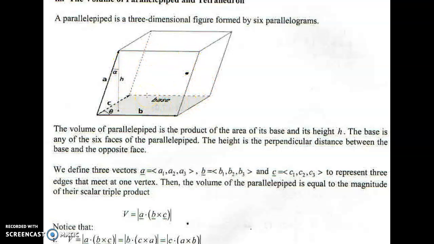And the volume will be calculated based on that. So it has 6 faces, just like a square. To calculate the volume of a parallelepiped, we are going to multiply the area of its base, which can be this one or other faces, because they are the same.